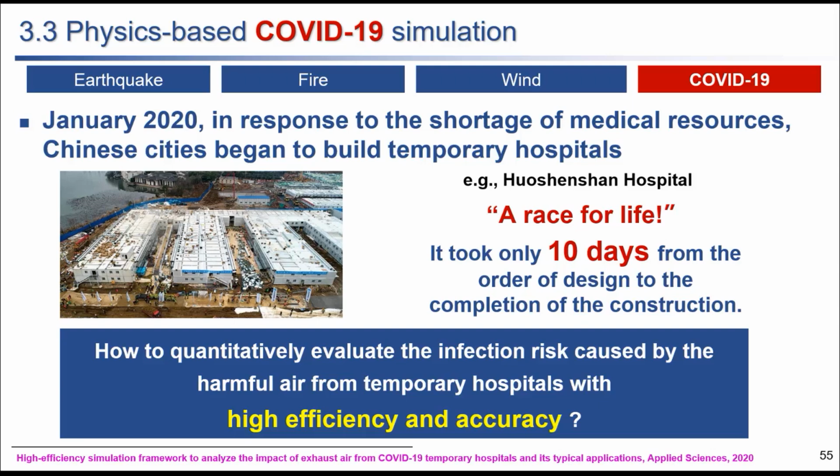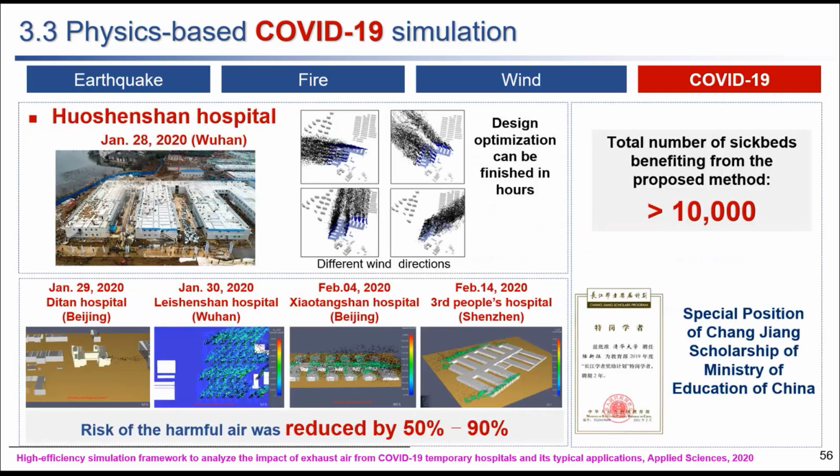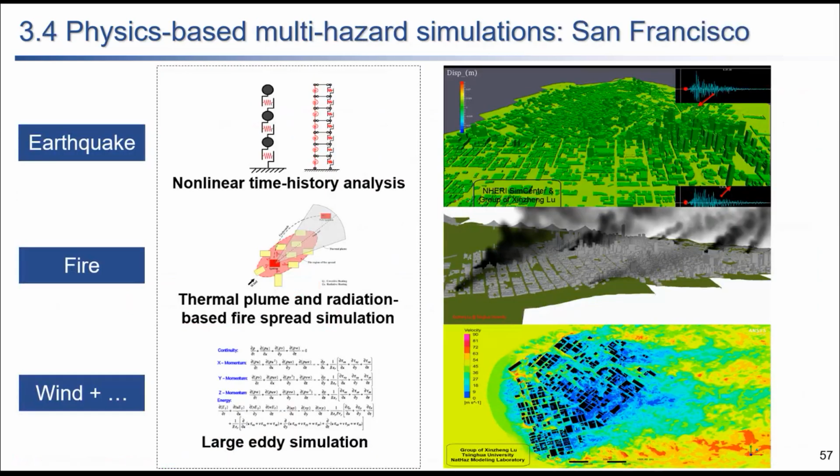So we use our technology I mentioned before to do the thing. You can see that we use only about 6 hours to finish the simulation of the exhaust harmful air from this hospital. And this is all the hospitals we served during January and February. The total beds using our technique is more than 10,000, and we can reduce the risk of harmful air by about 50 to 90%. So we got very good feedback from the users.